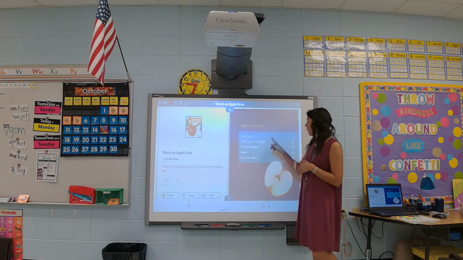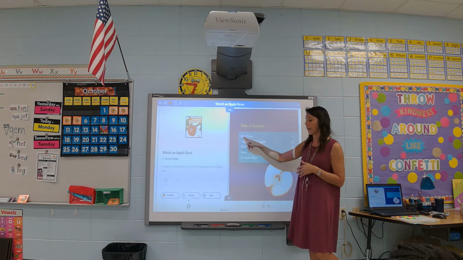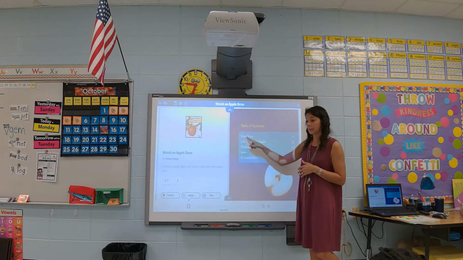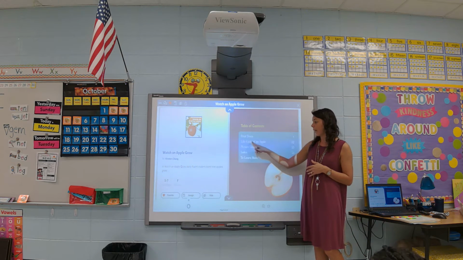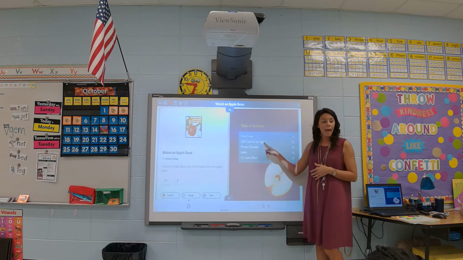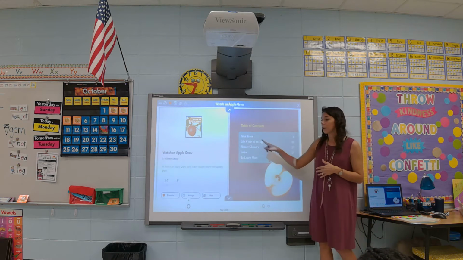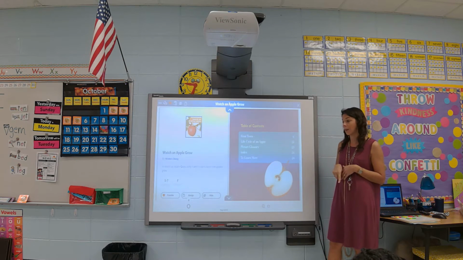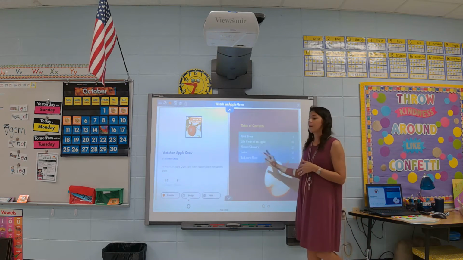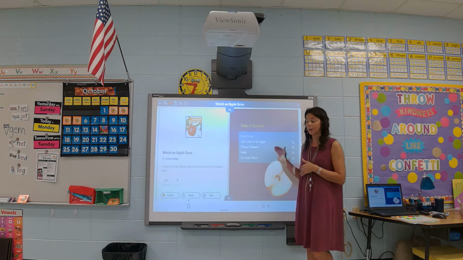In the very beginning of our book, it has a table of contents. On each page that's listed, that's what we're going to learn about. Our first chapter says fruit trees, on page 4. Then we're going to learn about the life cycle of an apple on page 22. And then we're going to see a picture glossary on page 23. The table of contents gives us information about what's inside our book.